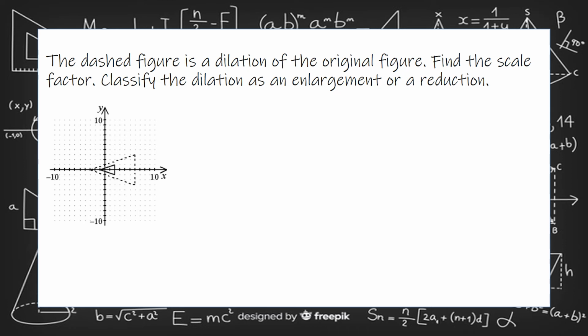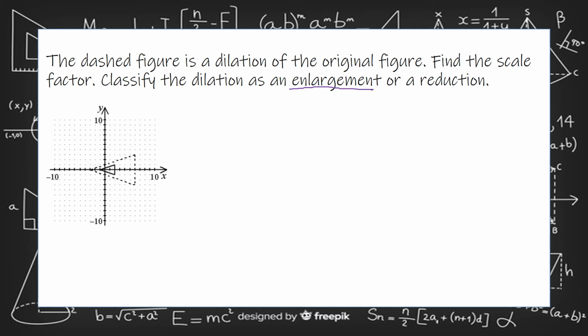The dashed figure is a dilation of the original figure. Find the scale factor. Classify the dilation as an enlargement or a reduction. Well, I see that our small figure is the one that it started with, and then it grew to the size of the larger dotted line. So this is an enlargement because it is growing.